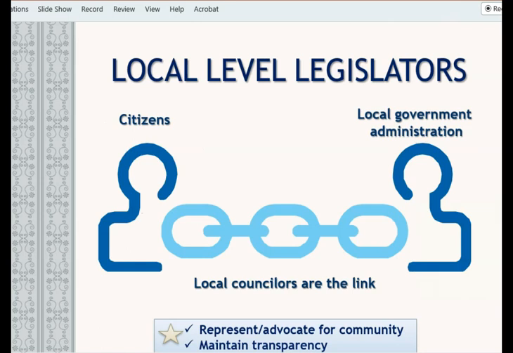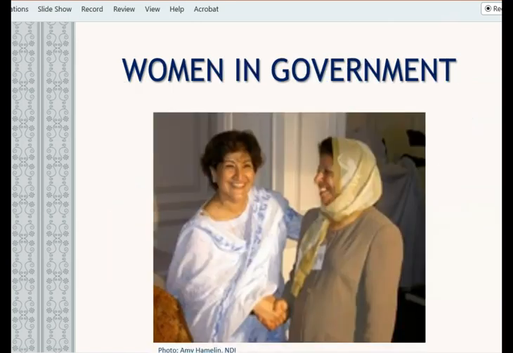So you can see here basically an example of how the citizens interact with the local level government, and how by interacting there, they can then potentially impact what happens at the state level, and then from the state level, it goes to the national level.